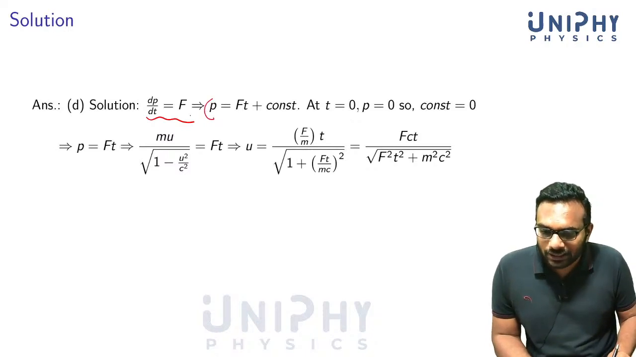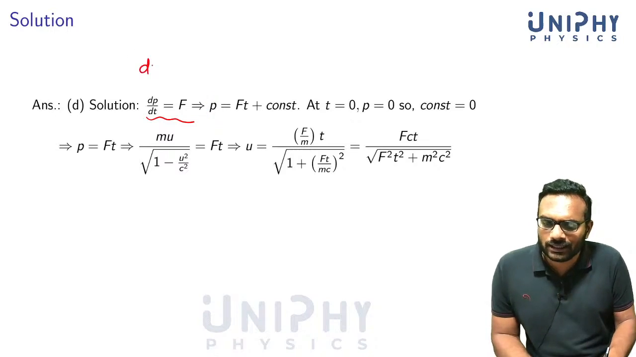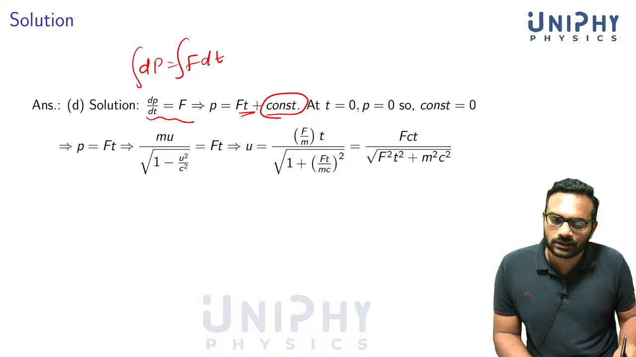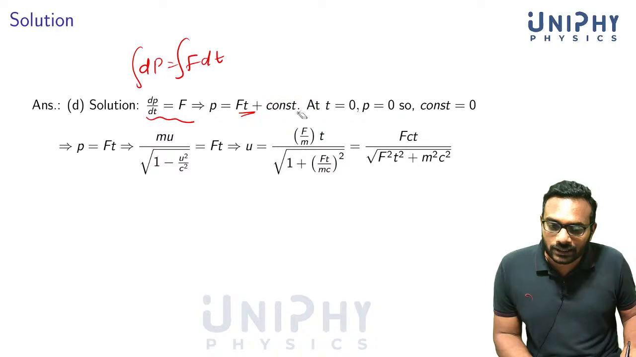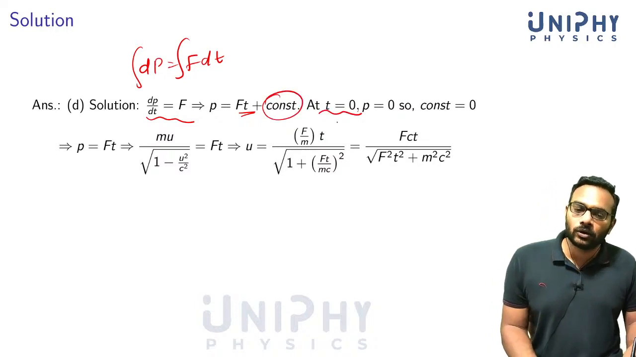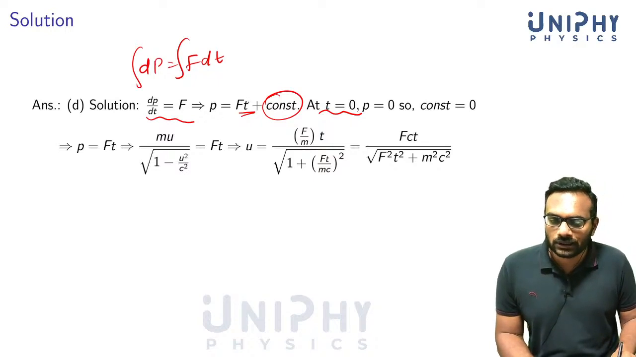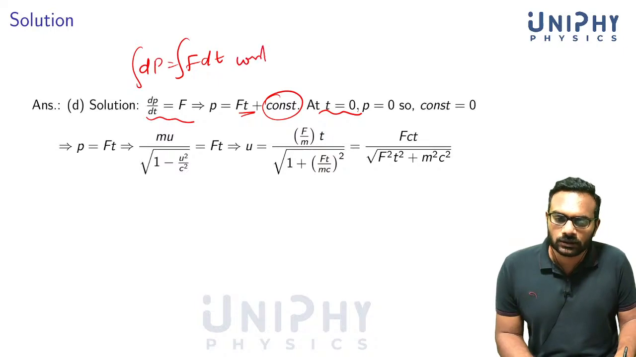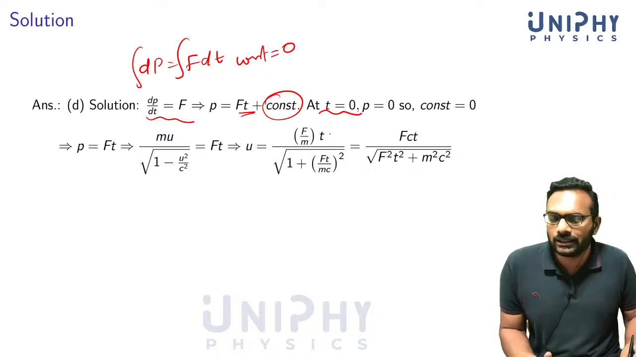This means that p, you just integrate this. dp is equal to F dt. You integrate on both sides. So p is equal to Ft, because F is a constant, plus a constant. We can fix this constant by noting that initially when t equals 0, p has to be equal to 0. You put t equal to 0, p equal to 0, then the constant has to be equal to 0. So the initial condition has helped us to fix the constant of integration, and it's equal to 0.